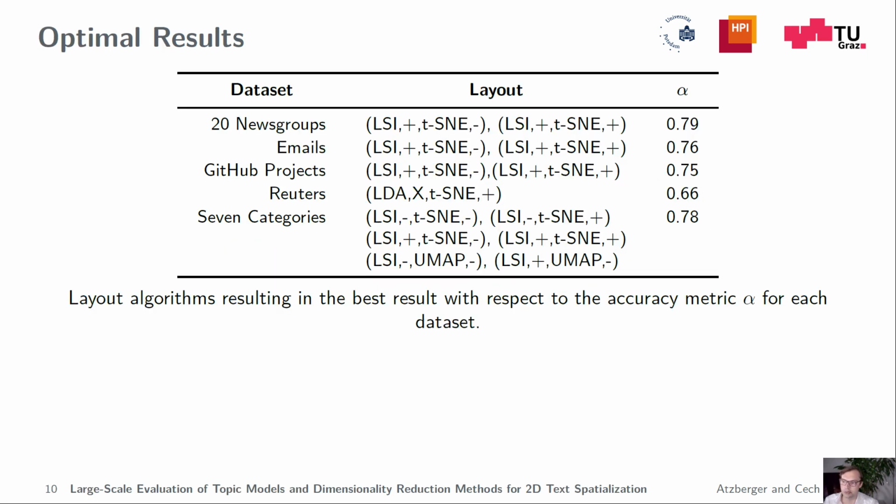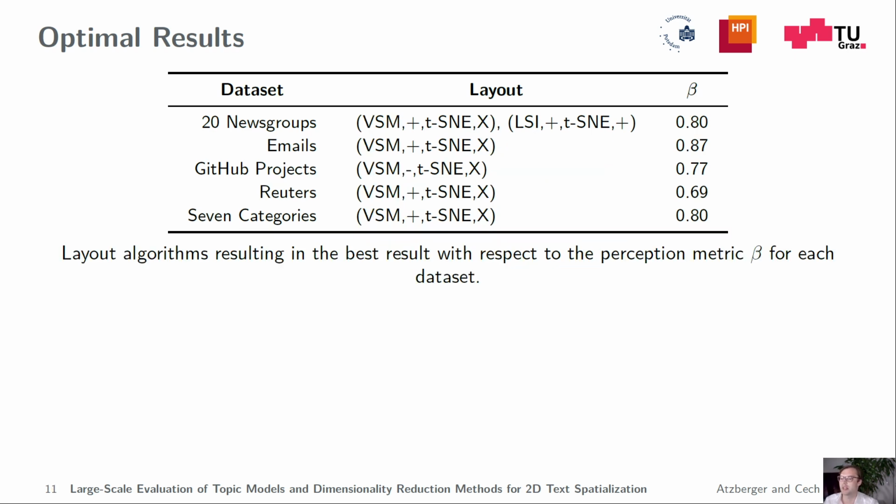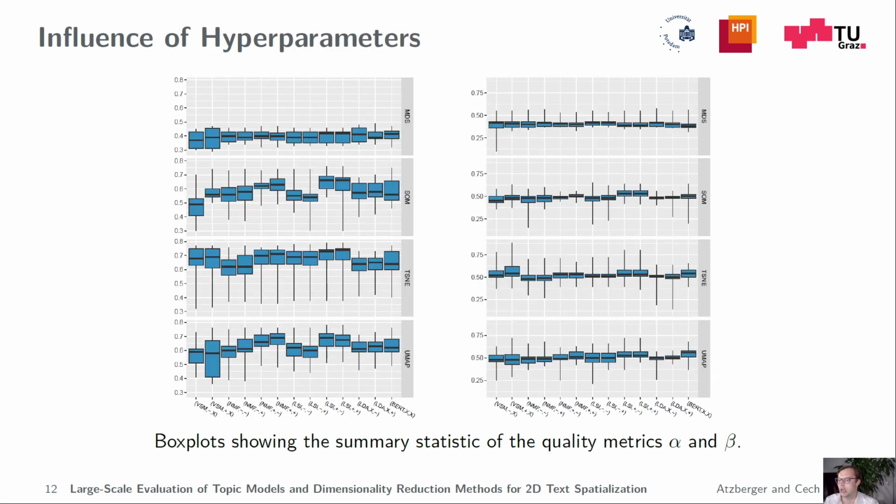Our second experiment investigates which layouts perform best for a given dataset. Regarding accuracy, the best results are achieved by LSI together with a previous TF-IDF weighting and t-SNE first applied on the topics. Contrary, the best results concerning perception are achieved by a basic vector space model. However, the optimal result might be very sensitive concerning the hyperparameters of the dimensionality reduction.